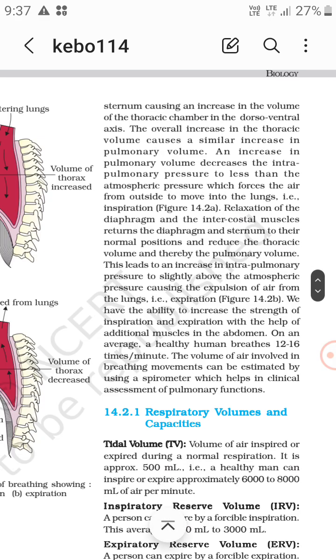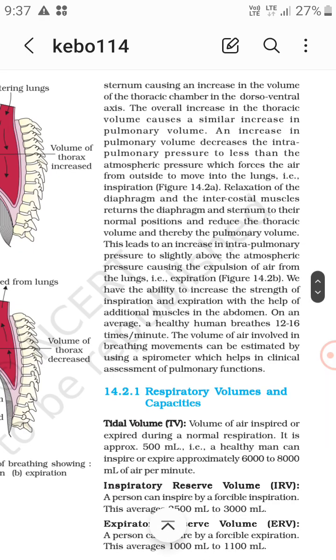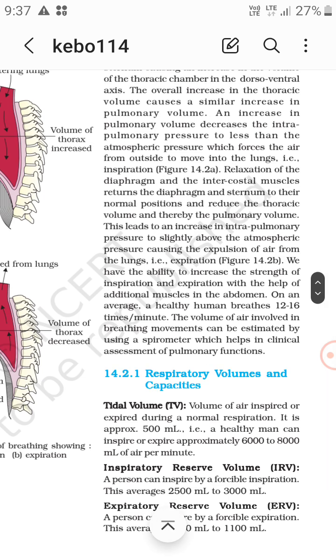Now this leads to an increase in intrapulmonary pressure to slightly above the atmospheric pressure, causing the expulsion of air from the lungs, that is expiration.